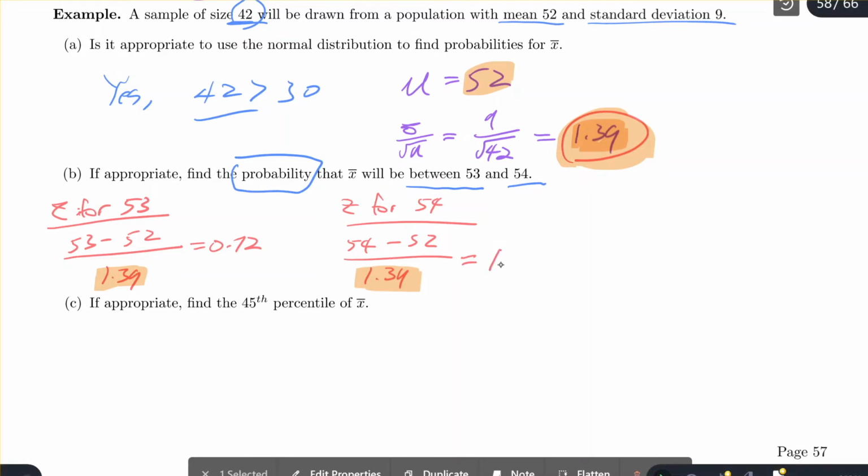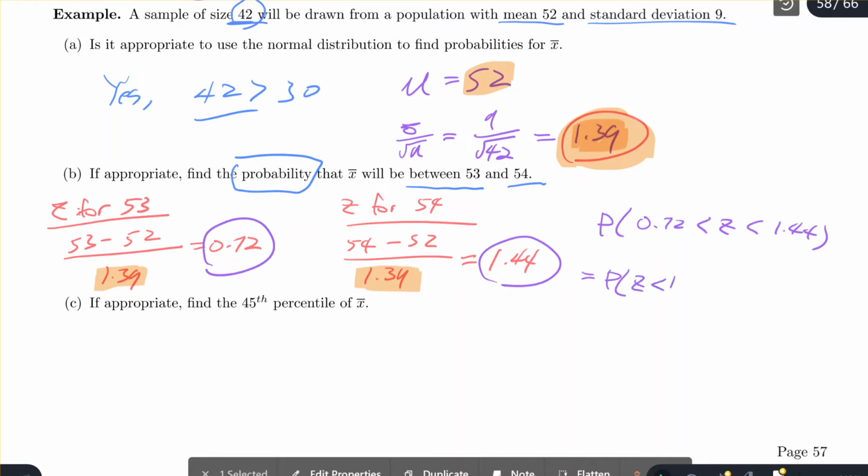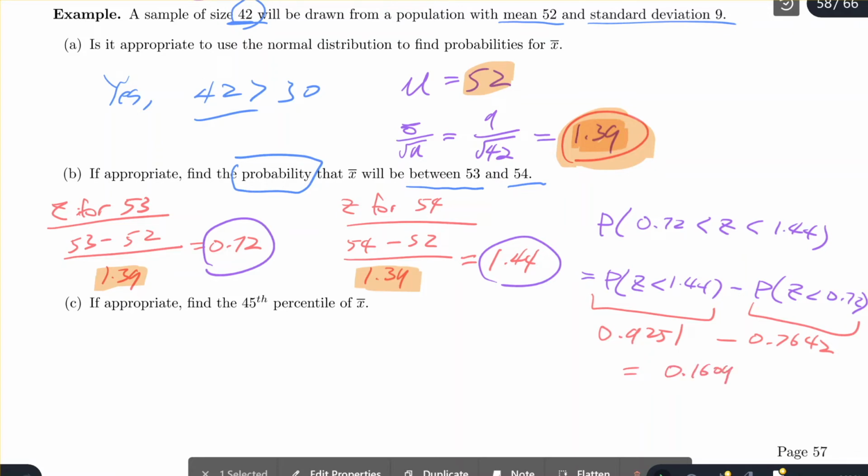This z-score is 1.44. So we found these two z-scores. We're finding the probability such that z is between 0.72 and 1.44, which is the same thing as finding z less than 1.44 from the z table and subtracting z less than 0.72. So find each of these from the z table, which gives 0.9251 minus 0.7642. Then you get 0.1609.